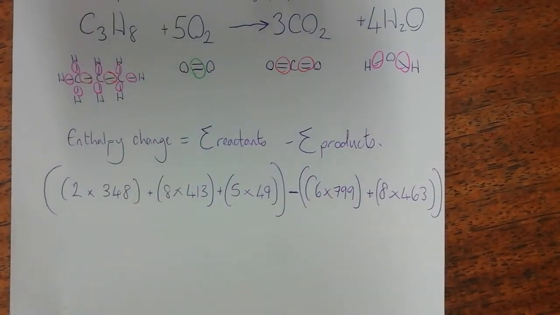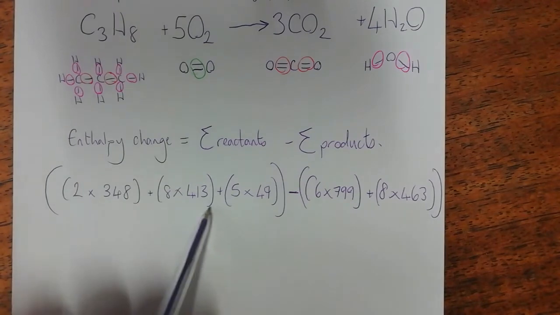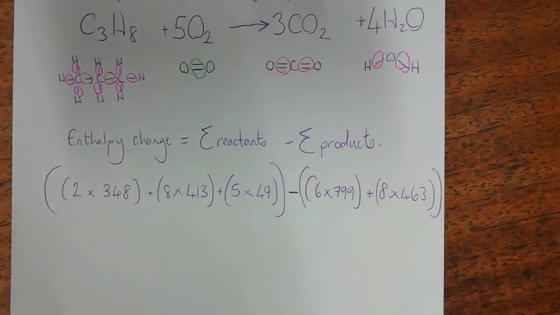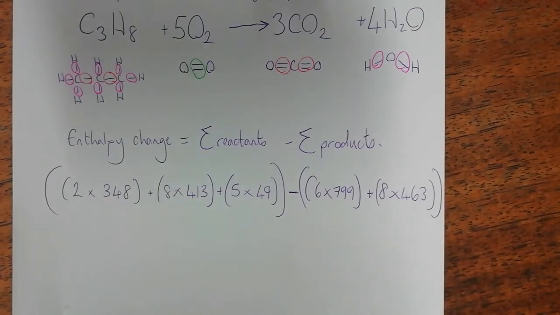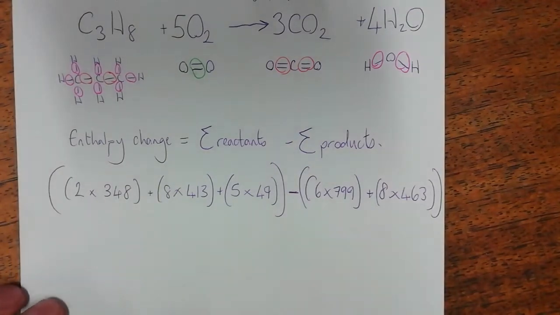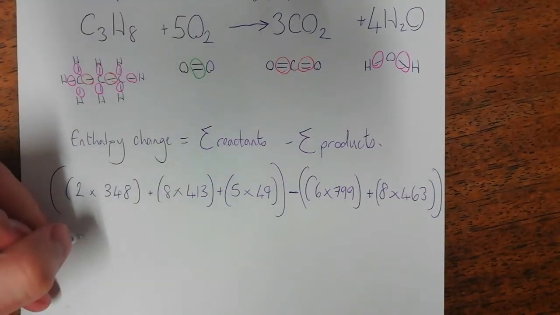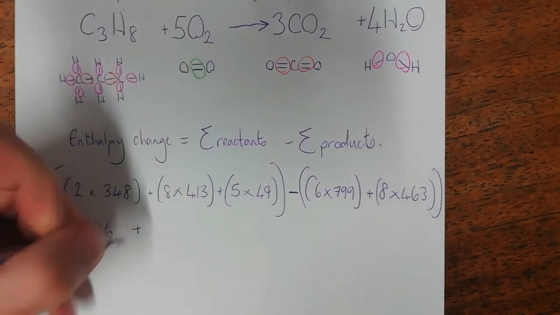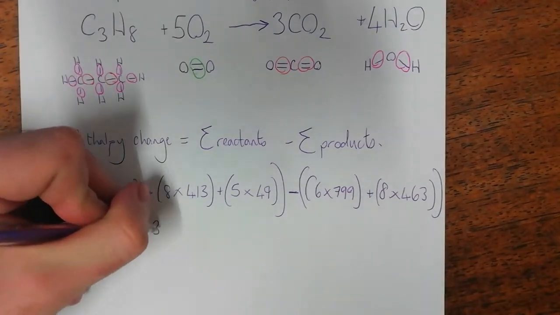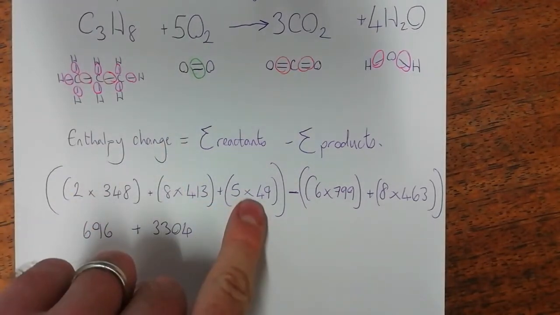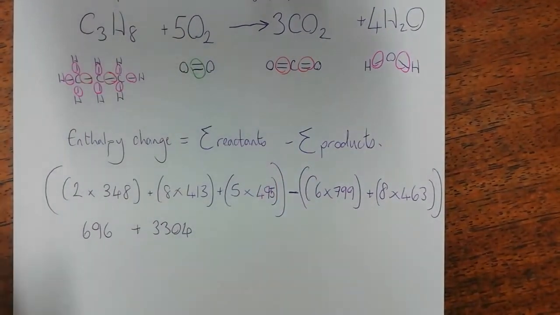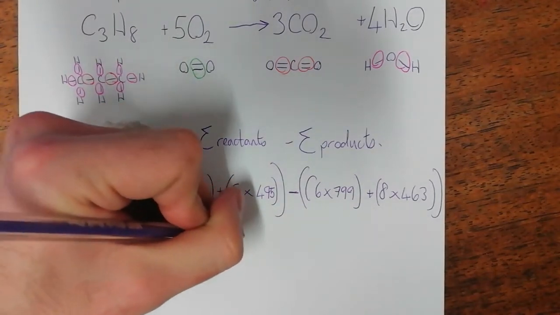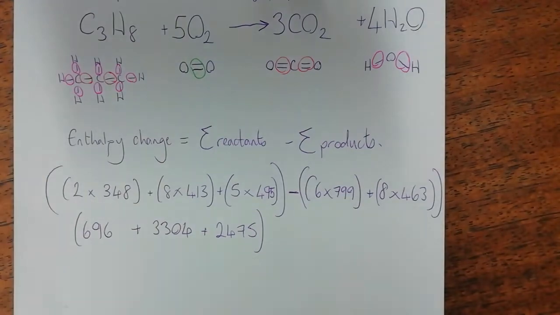Now, the easiest way for you to do that is take out your calculator and put in that big long calculation very carefully, and you will come out with the correct answer. But if you're not particularly comfortable doing that, you can work out each of these small brackets individually and then do the total, which is what I'm going to do for you just to make sure we're happy. So 2 times 348 equals 696, plus 8 times 413 is 3,304, plus 5 times 495, I should say, not 49, sorry about that. So 5 times 495 is 2,475. So that's the sum of my reactants.